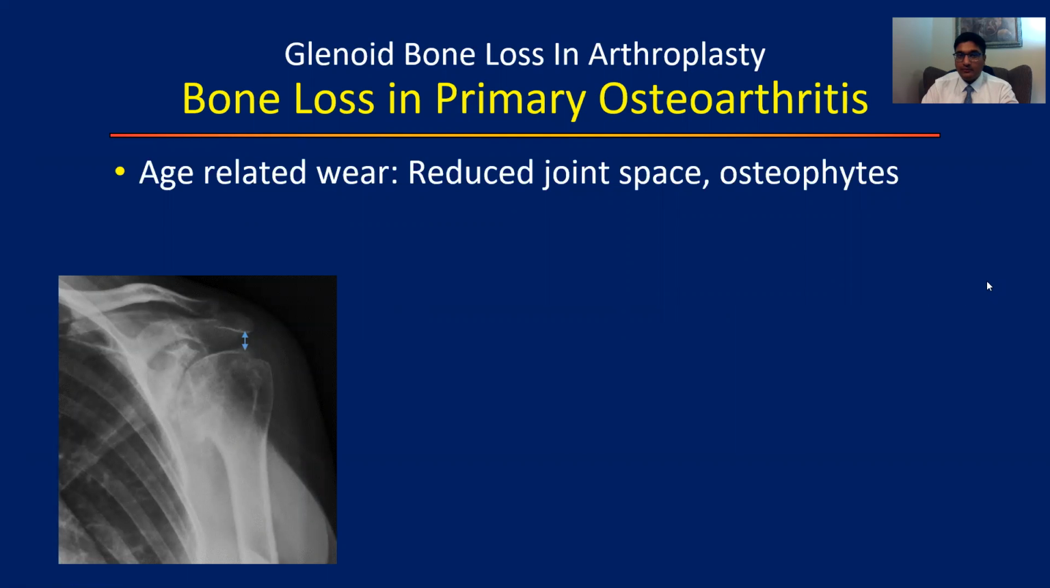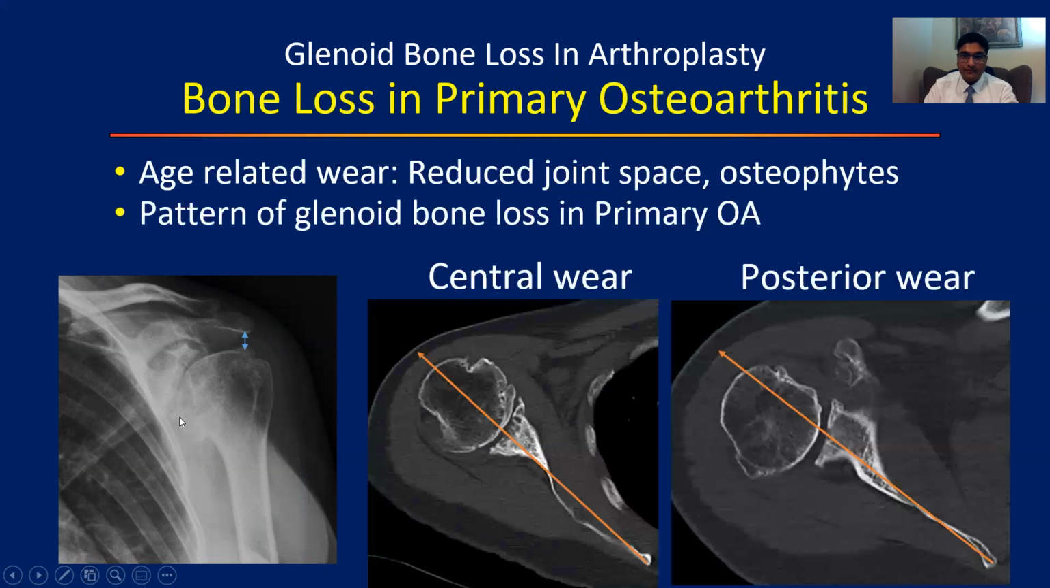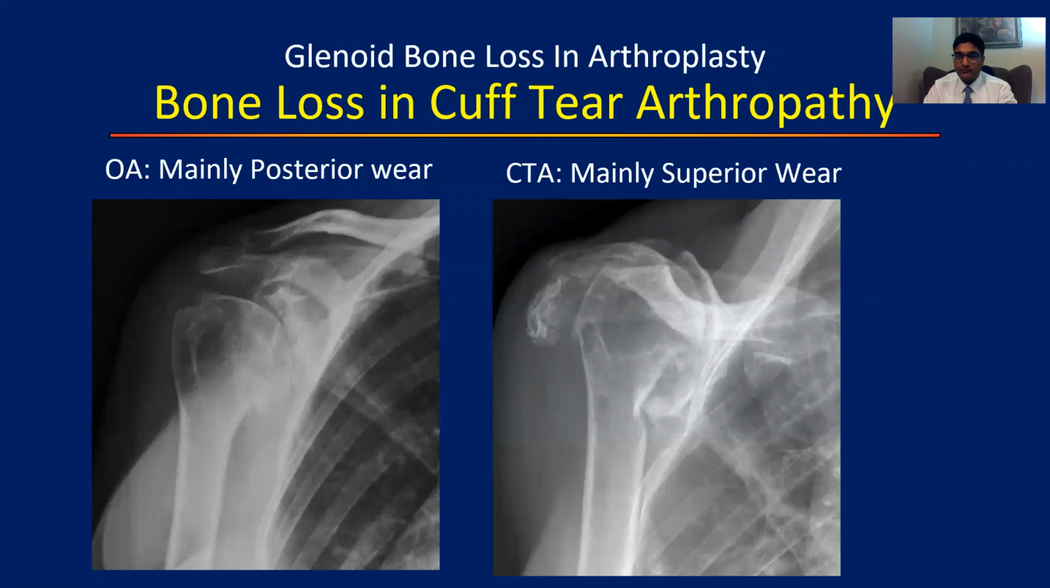Looking at the pattern of glenoid bone loss in primary osteoarthritis, as you know, osteoarthritis is age-related wear, so there is reduction in the joint space. There are also osteophytes, which you can see here. In the axial planes of the CT scan, these patients present either with central glenoid bone loss or with posterior wear, which typically is a posterior subluxation. Differently, in cuff arthropathy, patients present mainly with superior wear with reduction in the acromial-humeral distance. There is glenoid erosion and destabilization of the acromion, as you can see here.